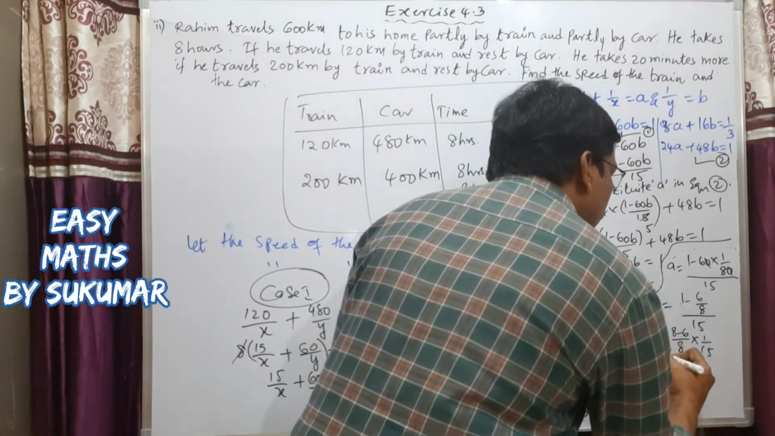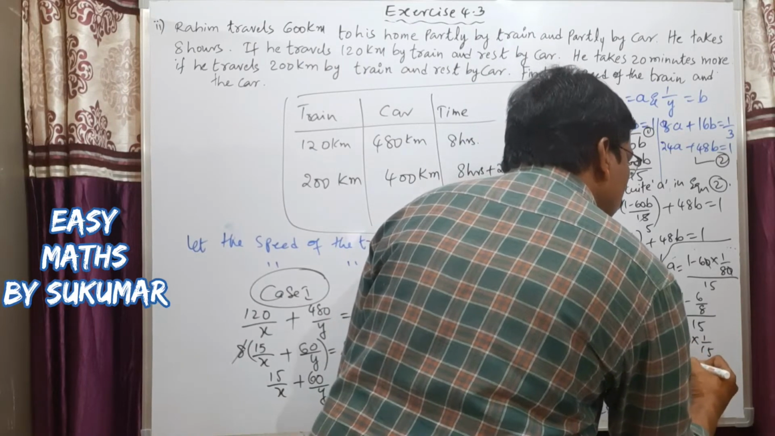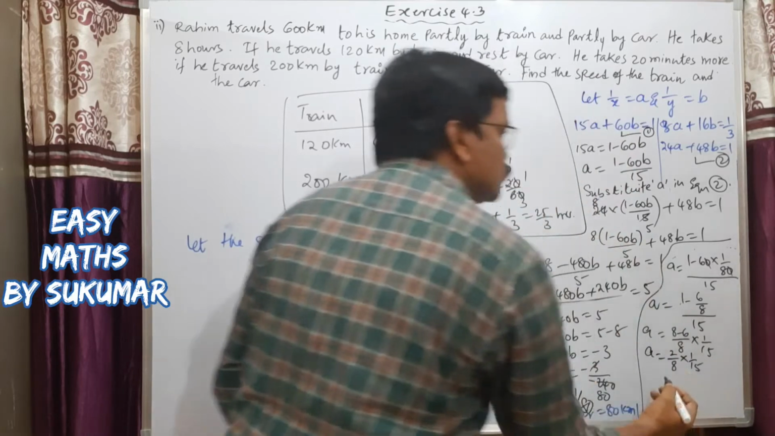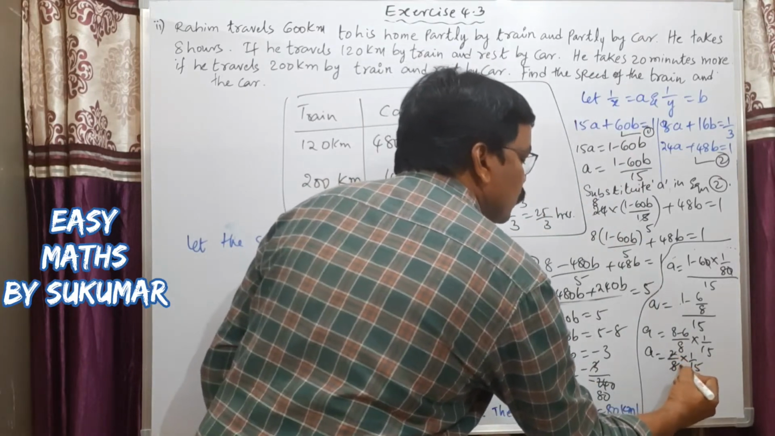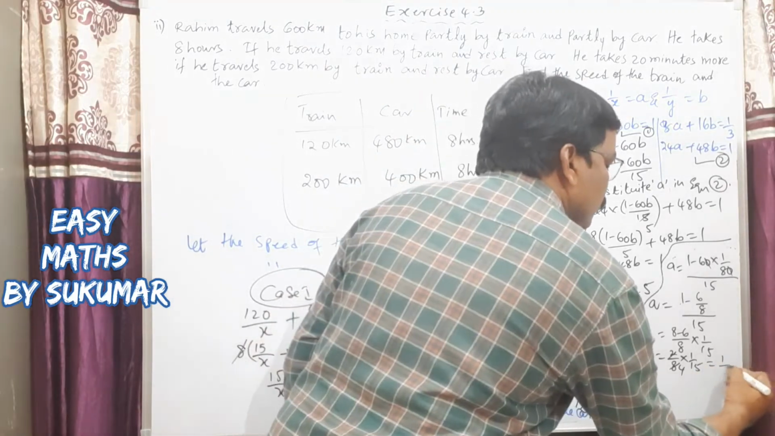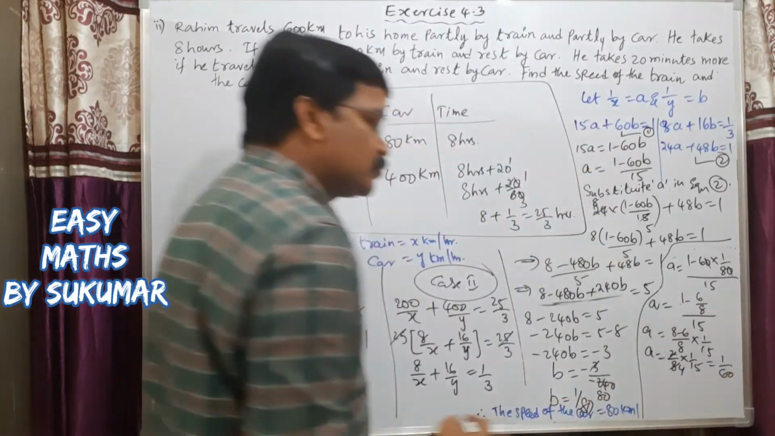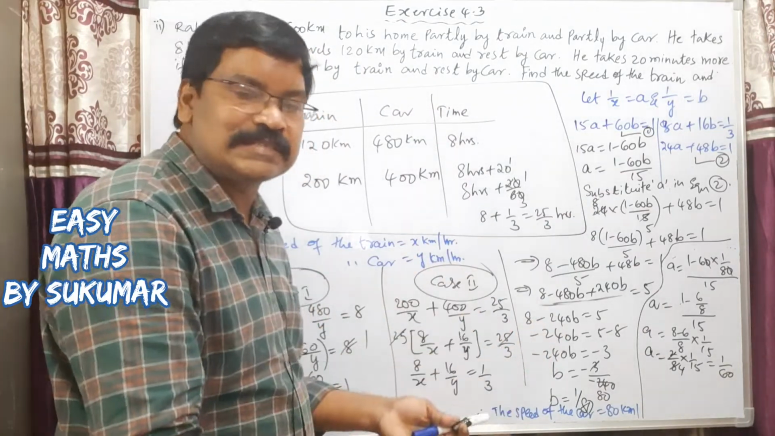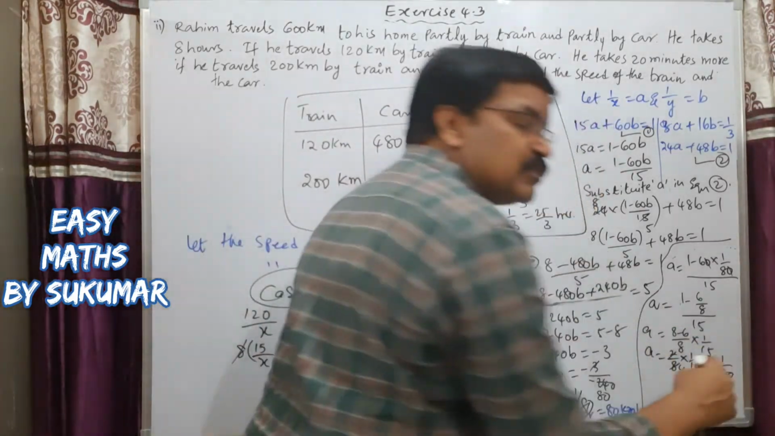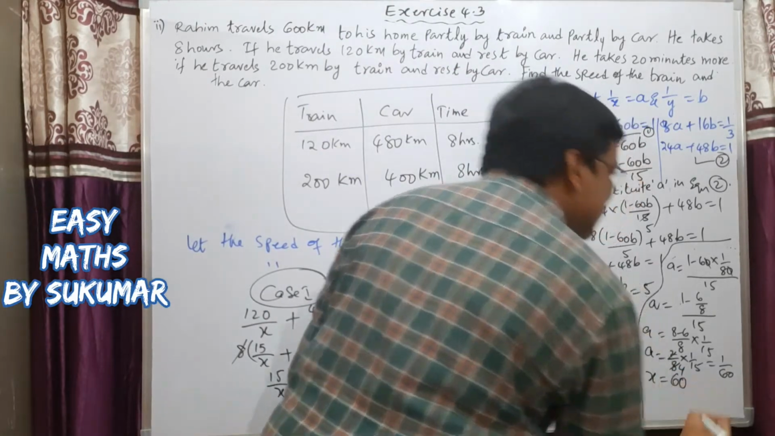So A is equal to 8 minus 6, which is 2. 2 by 8 into 1 by 15. So 2 in 8, 4 times. So this is equal to 1 by 4 into 15, which is 60. So my dear students, A is equal to 1 by 60. That means 1 by x is equal to 1 by 60. Therefore x is equal to 60.